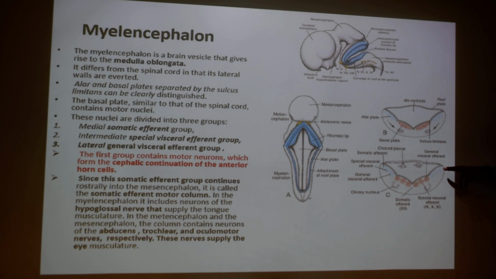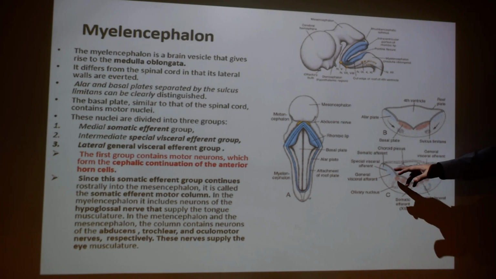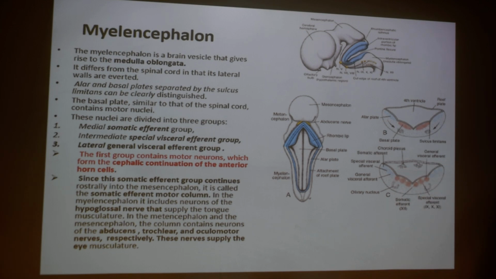Then the alar plate comes in, and this alar plate again would have sensory nuclei. If we look at the one which is the most medial, it is the general visceral afferent column, which carries pain and temperature from the tongue, pharynx and larynx. And then you have the special visceral afferent, which is the taste sensation from the tongue. And then you have the somatic afferents, which could be special somatic or general somatic. If it is general somatic, it's the pain and temperature from the face. If it is special somatic, it is auditory and balance.